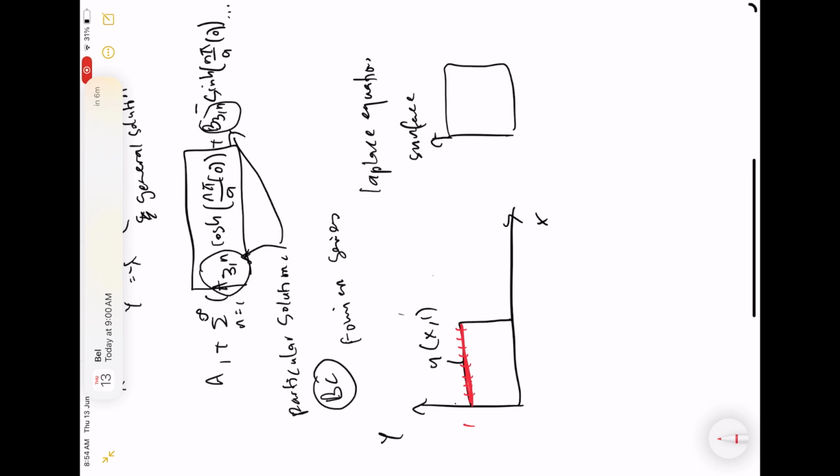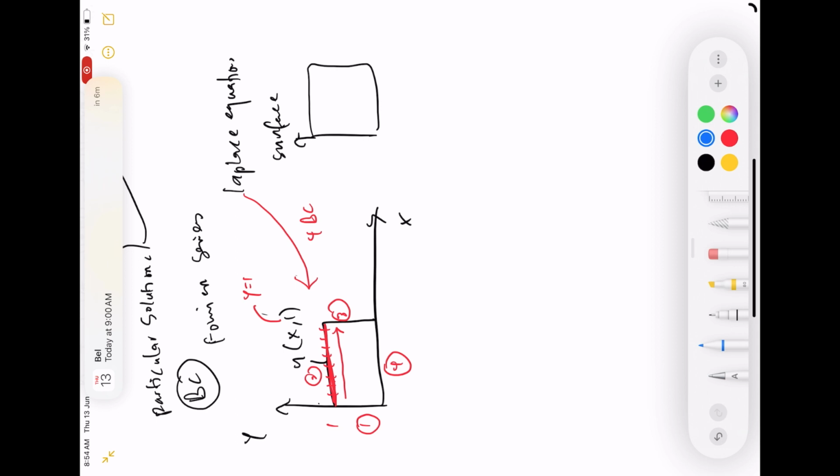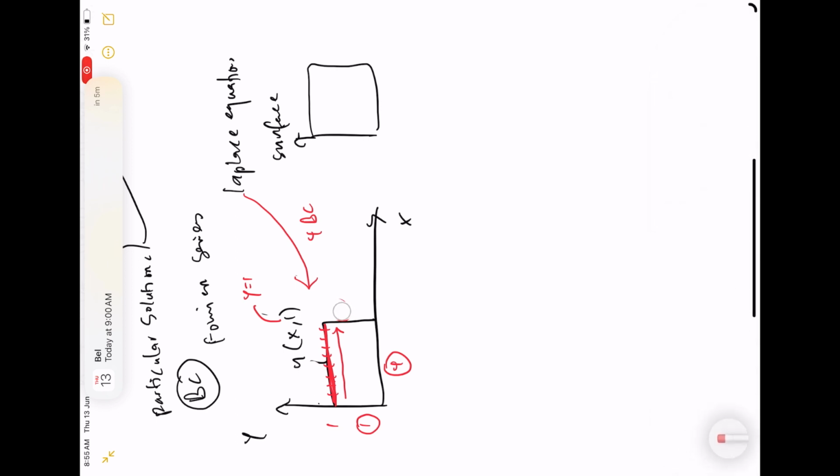So when you want to apply the Laplace equation, you will have 4 boundary conditions. This is 1, this is 2, this is 3, and this is 4. So 4 boundary conditions. The first boundary condition is u(x,1), meaning that the variable is x, along the x-axis at point y equal to 1. Okay, we look at the second boundary condition. This is 1, and then this is the second boundary condition.